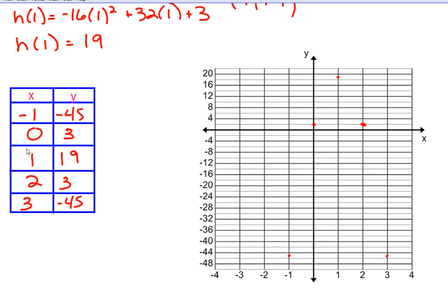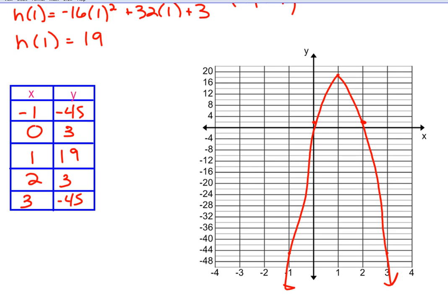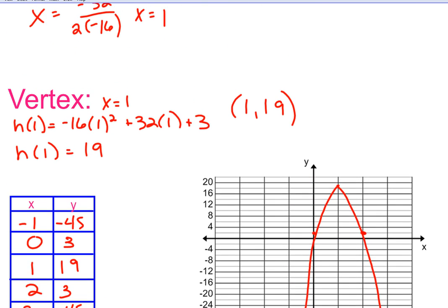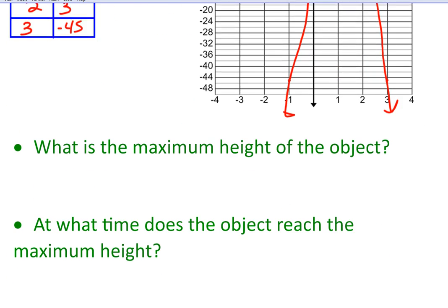So those are my reflection points. So I'm going to graph this like this, and I've graphed my vertex and the rest of my parabola here. So now hopefully I can answer the questions that relate to this problem. So far it hasn't really seemed like a word problem, right? But now they're going to ask us to decide some things here.